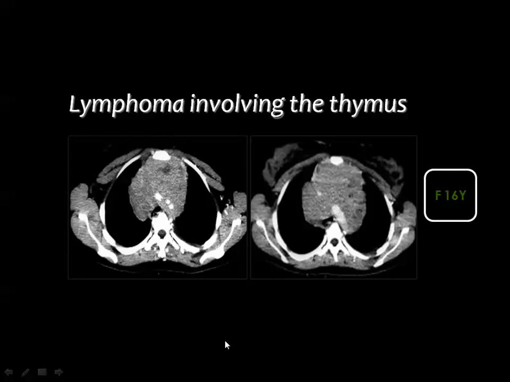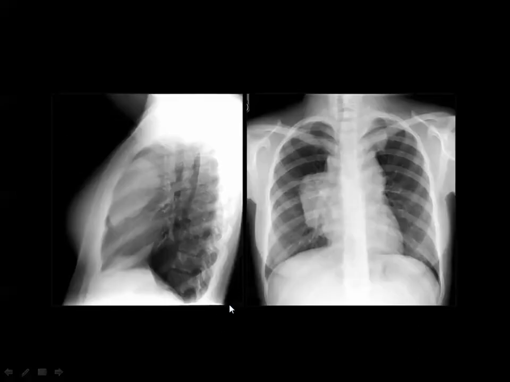This is also a mediastinal lymphoma, a big mass in the anterior mediastinum. The vessels are floating inside the mass, what we call the floating vessel sign. The mass is almost homogeneous apart from some minute areas of breakdown, and this was lymphoma of the anterior mediastinum.